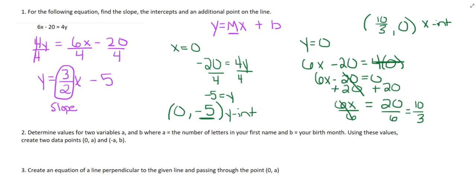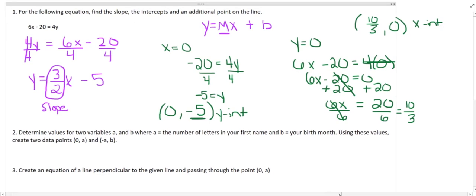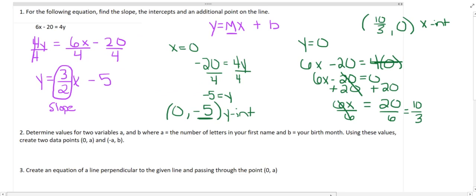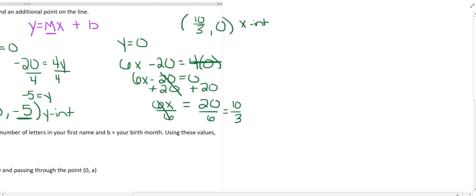Okay, then the last thing in this part is to find an additional point on the line. I can do that a number of ways. I'll show you algebraically, and then we'll also do this by making a graph. So let's first do this algebraically. I have this line here, 6x minus 20 equals 4y.